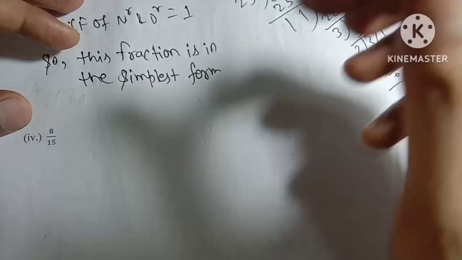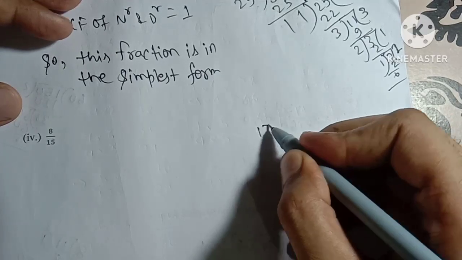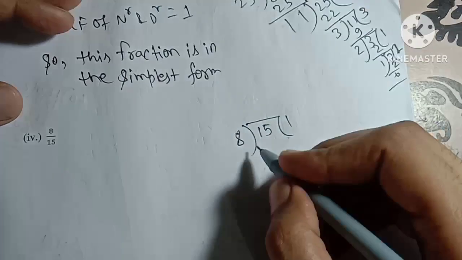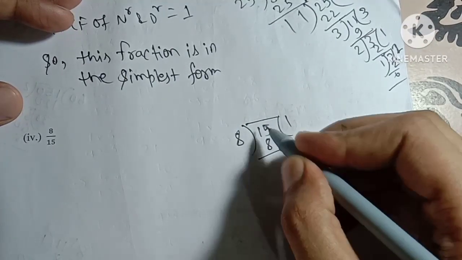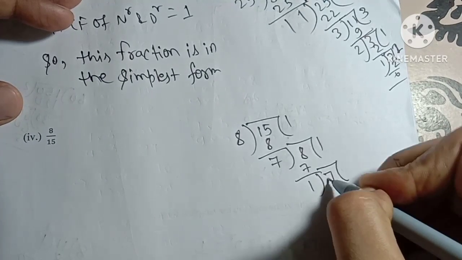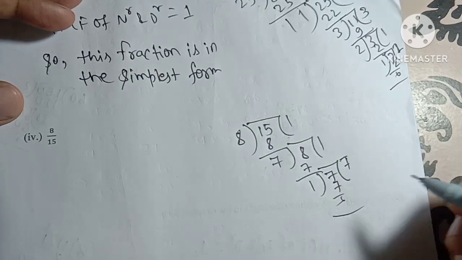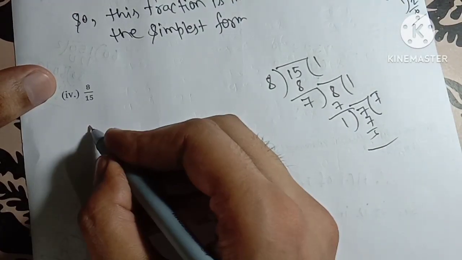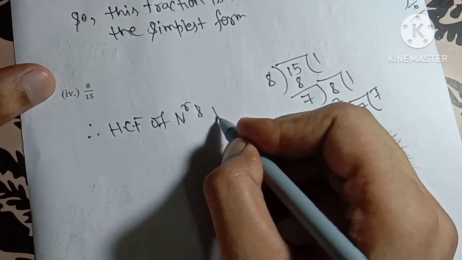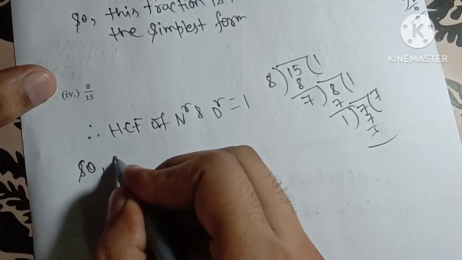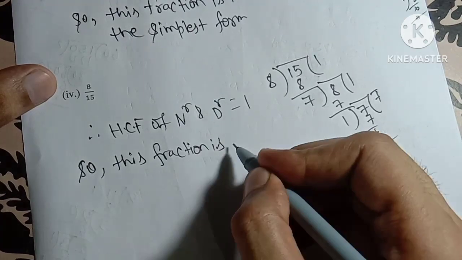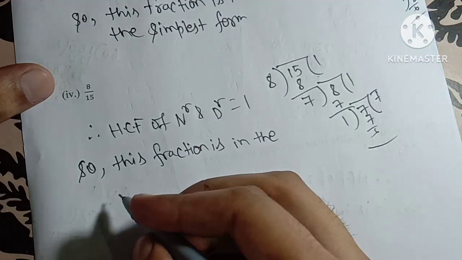Next question, what is it saying? 8 by 15. So we have to find out the HCF of 8 and 15. So 1 times, because 8 twos are 16 and 16 is greater than 15. 8, here is 7. 8, 1 times 7, 1, 7, 7, 7. So the HCF is 1. So we will write that HCF of numerator and denominator is equal to 1. So this fraction is in the simplest form.